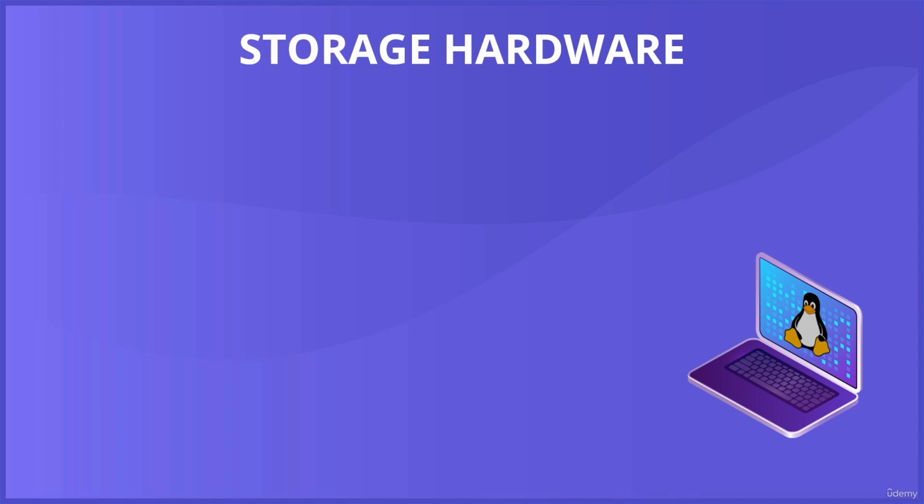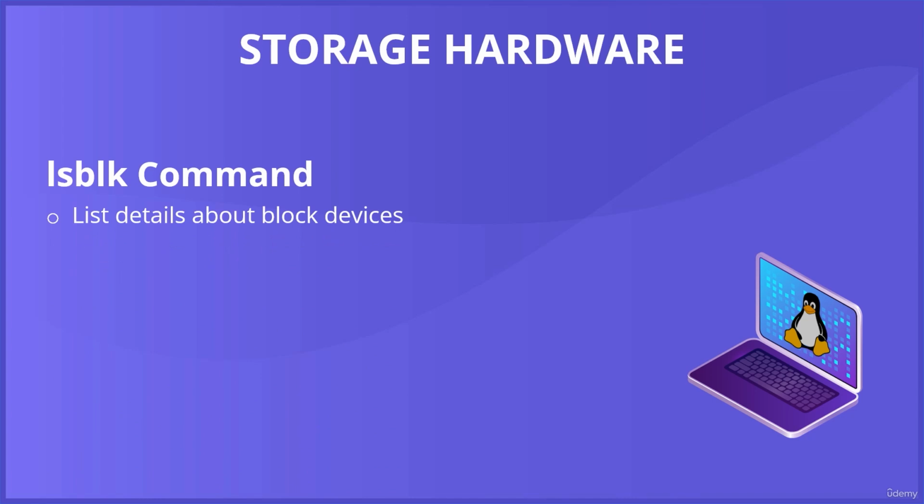Our second command is lsblk. lsblk is used to list details about block devices. So these block devices are basically files that represent devices connected to the computer. Now, most Linux distributions do not have the lsblk command pre-installed.